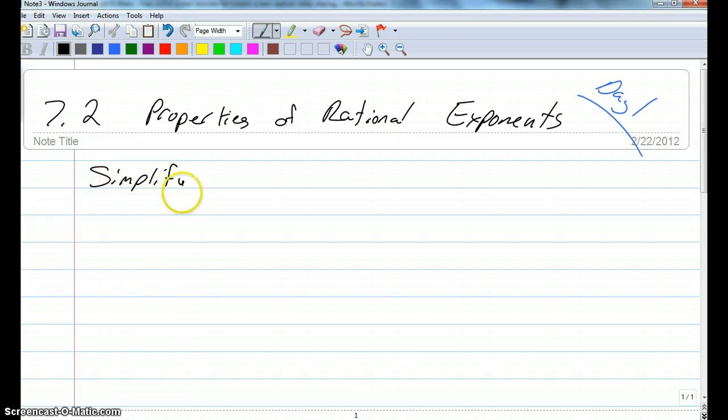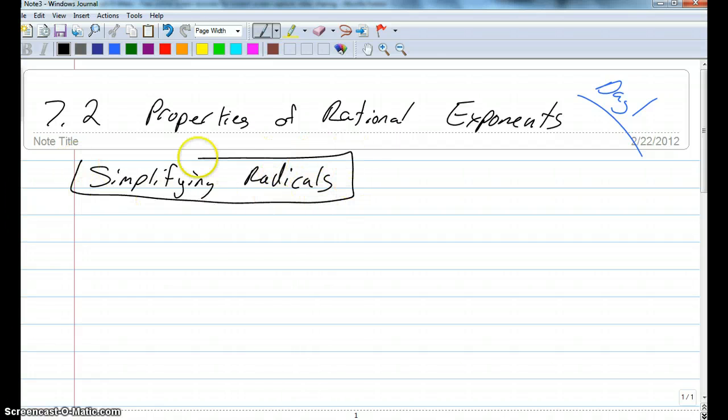And I like doing this. This is kind of fun. How can math be fun, Smith? You're crazy. Simplifying radicals. Let's talk about that.